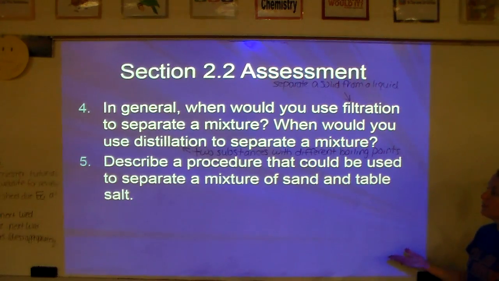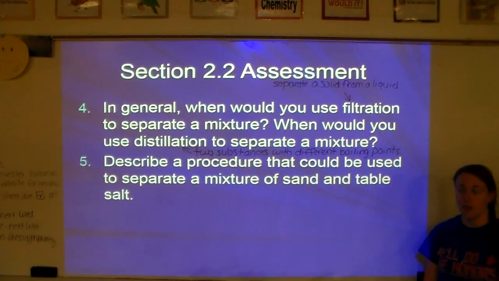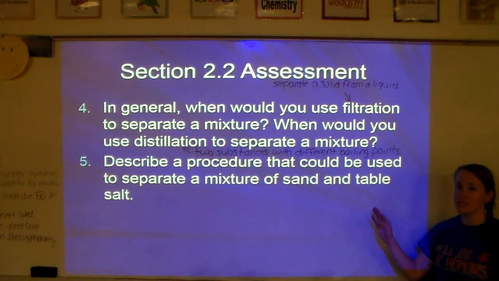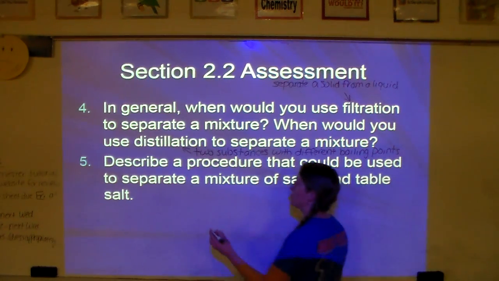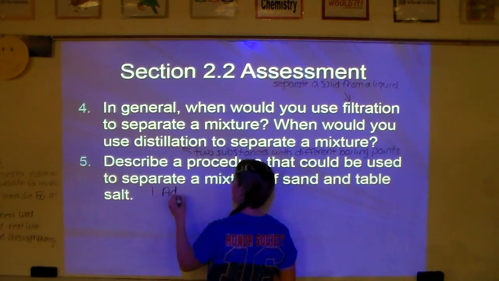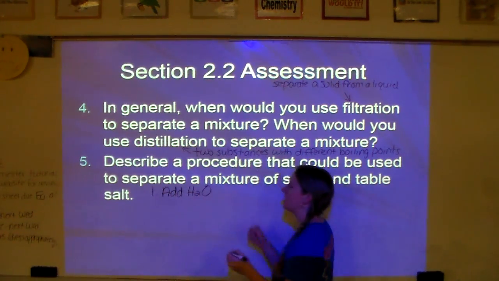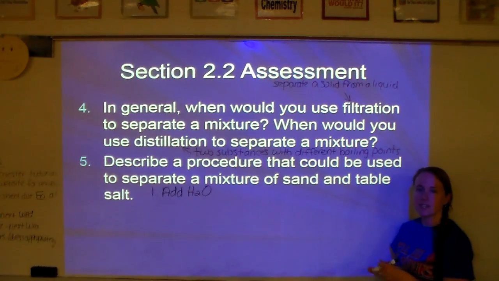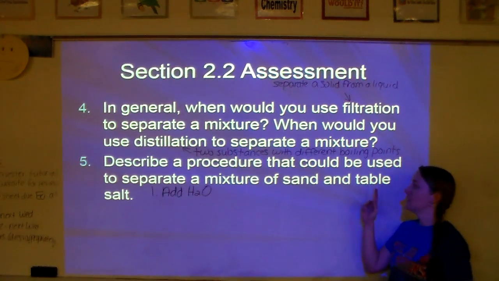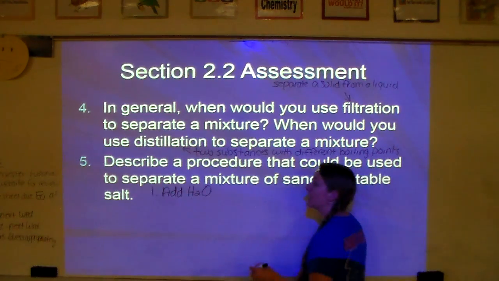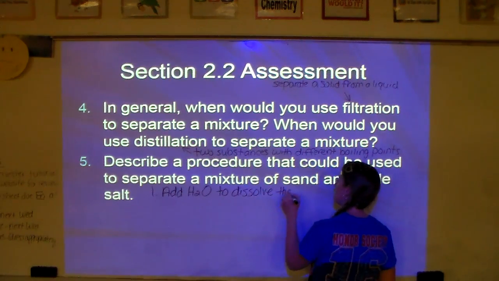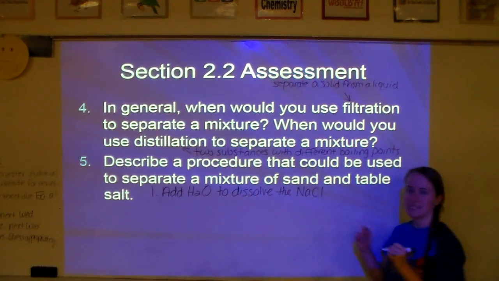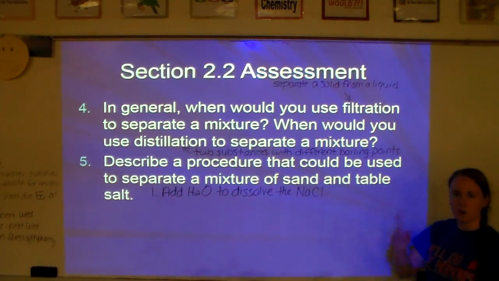All right, and then last one, number 5, describe a procedure that could be used to separate a mixture of sand and table salt. Okay, so we have two solids mixed together, sand and table salt. So what could we do first? Well, the first thing I would do, step 1, is I would add water. Because what would water do if I added it to sand and table salt? Is it going to dissolve the sand? No. Is it going to dissolve the salt? Yes. So I would add water to dissolve the salt, which is NaCl. Hopefully you already knew that. Water, H2O. Hopefully you already knew that.